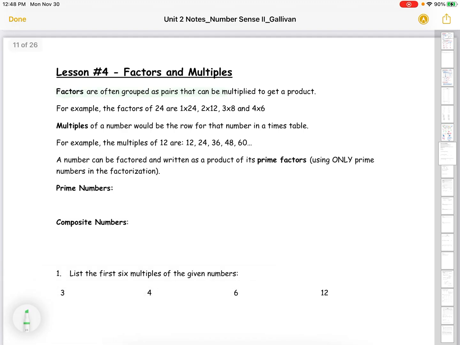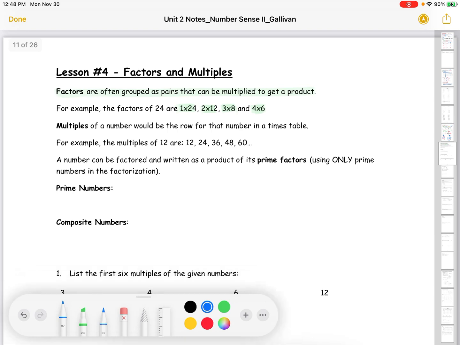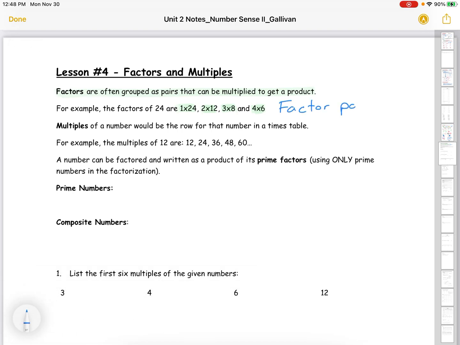Factors are often grouped as pairs that can be multiplied to get a product. For example, the factors of 24 are 1 times 24, 2 times 12, 3 times 8, and 4 times 6. We would call these factor pairs. If we list out all those numbers individually, we're getting the factors of 24. So 24's factors are 1, 2, 3, 4, 6, 8, 12, and 24. Okay, so those are our factors if we're just listing the total number of factors.